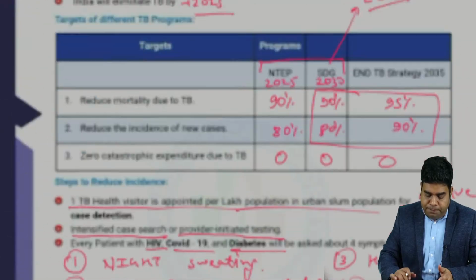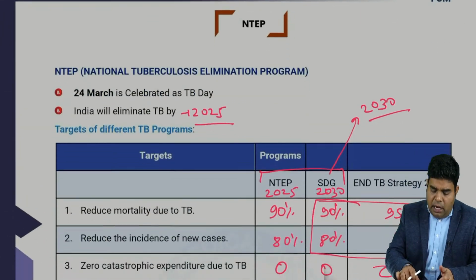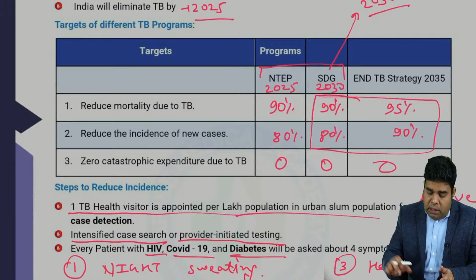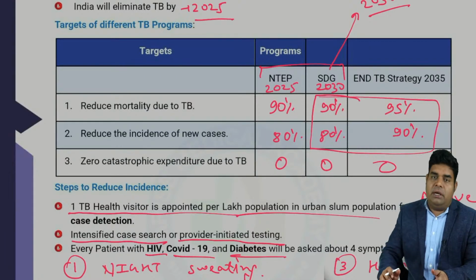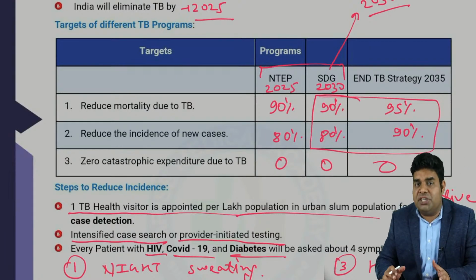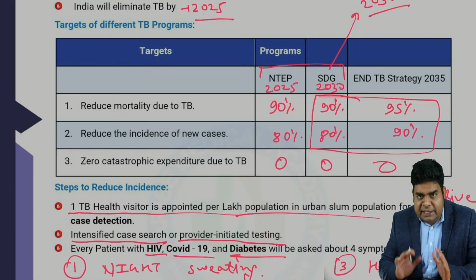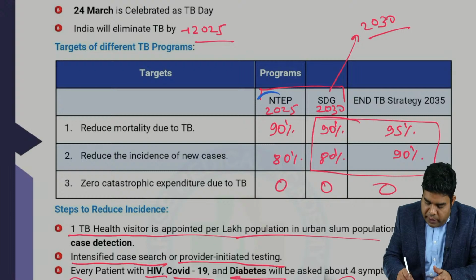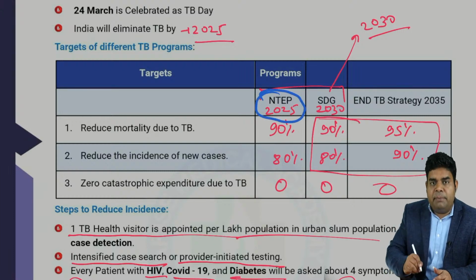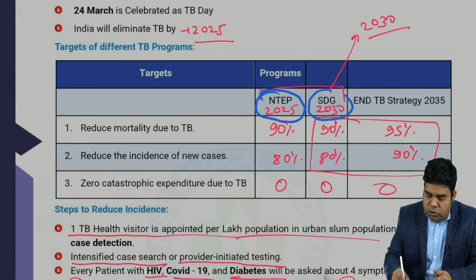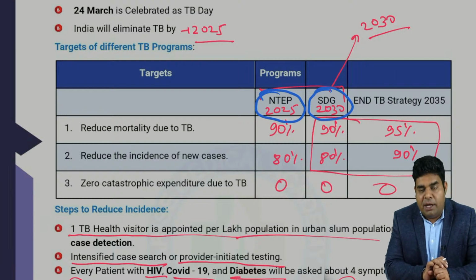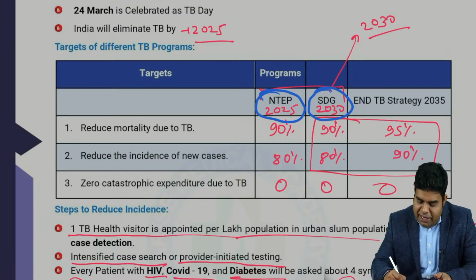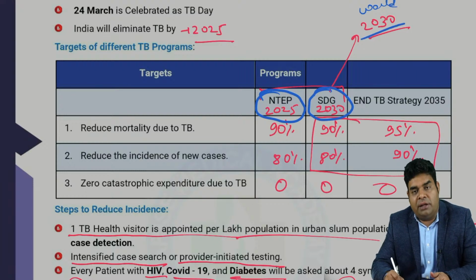In TB program, one thing they ask is about IND TB strategy, National TB Elimination Program, and SDG target. So it's very easy to remember. Whatever is the target of our program in 2025, these are the same target of Sustainable Development Goal to be achieved in 2030. Like SDG said that world will eliminate TB by 2030.